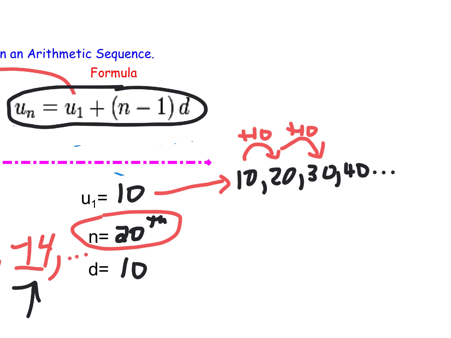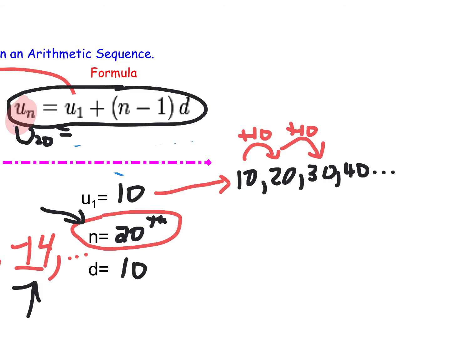Okay, so if I stick all these things in this formula, help me. U sub n is U sub the what n? Well, what's n? It says so right here, the 20th term. We're trying to find the 20th term.